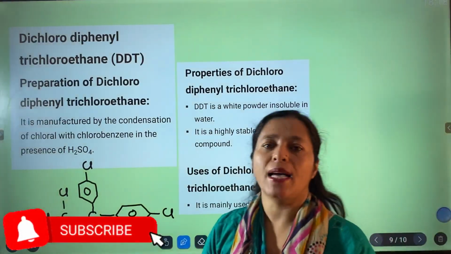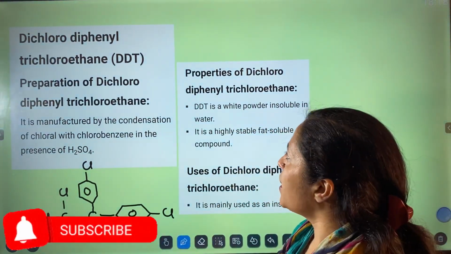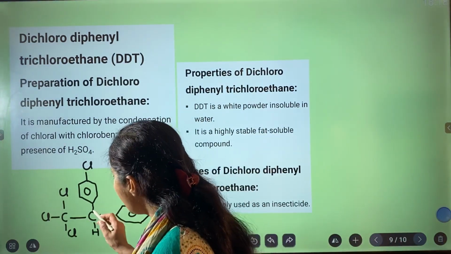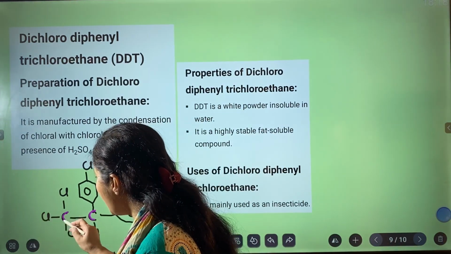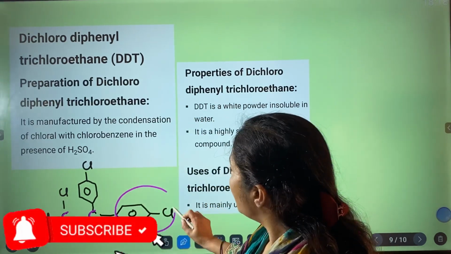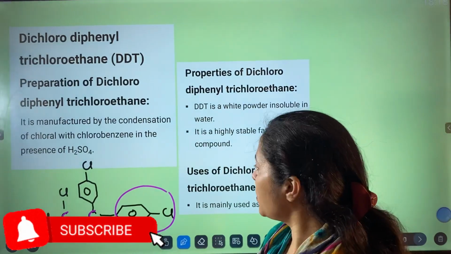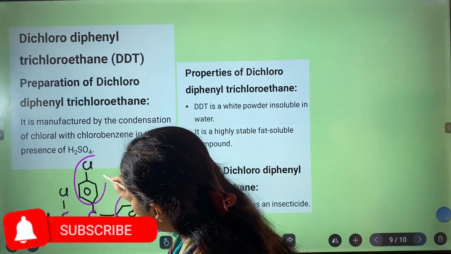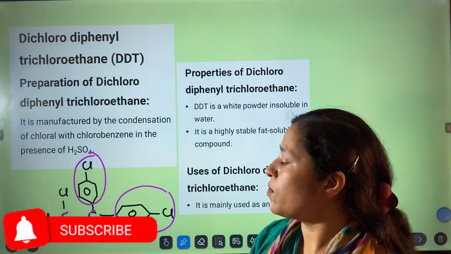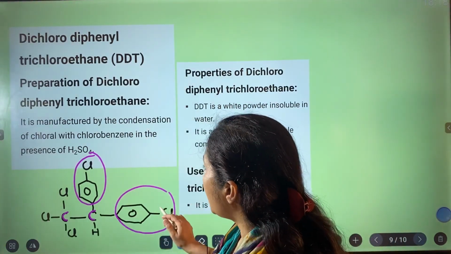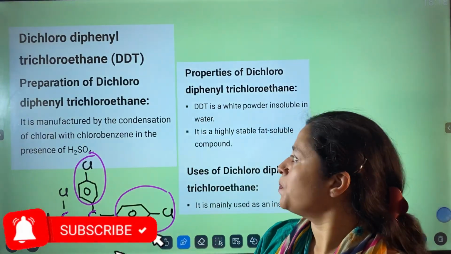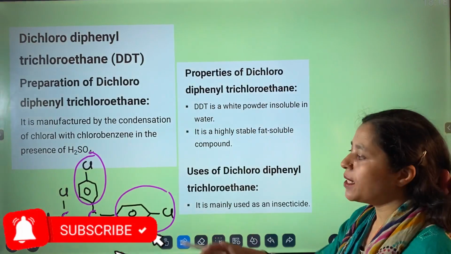The next one is dichlorodiphenyltrichloroethane. So what is it? If you look at the structure, it has 2 carbon atoms, that is why the name ethane. Dichlorodiphenyl means one chlorophenyl group, another chlorophenyl group, and 3 chlorine atoms attached to another carbon atom. So we can say that its structure is dichlorodiphenyltrichloroethane. I hope it's clear to you. So you should try to practice its structure.